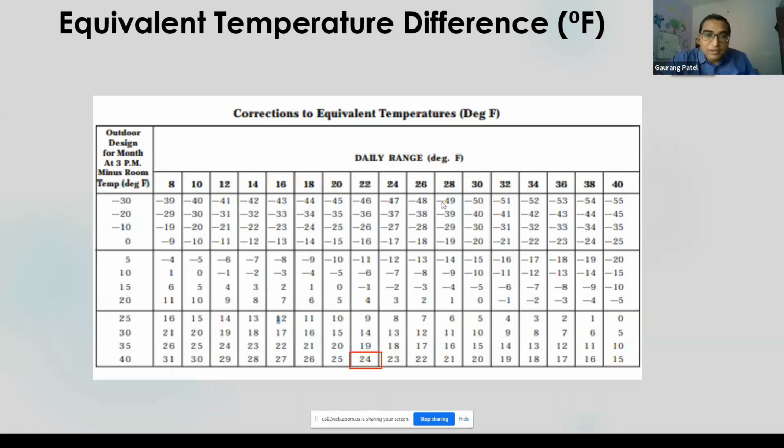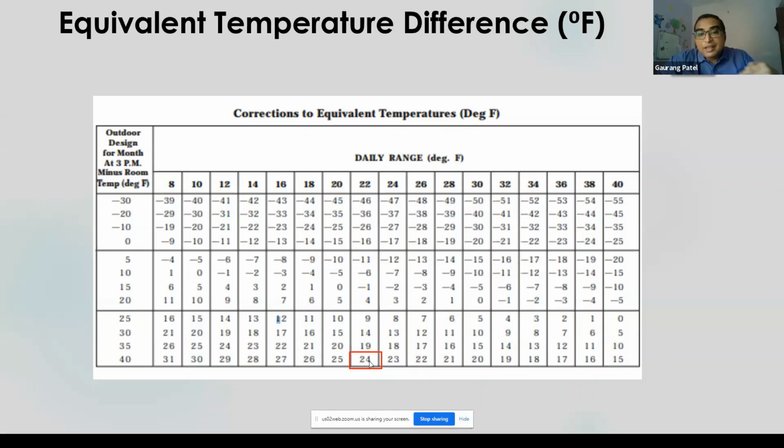I will go a little fast. This is the correction factor for the daily range. Here they have given the outside design condition for a month at 3 p.m. minus the room temperature. Against that is the daily range, because we had a 20-degree daily range. If I have an area with a 22-degree daily range, I go here, where I have highlighted 22-degree daily range and a 40-degree difference between the room and the peak outside condition. My correction factor is 24. I need to add this correction factor into the ETD, the equivalent temperature difference.